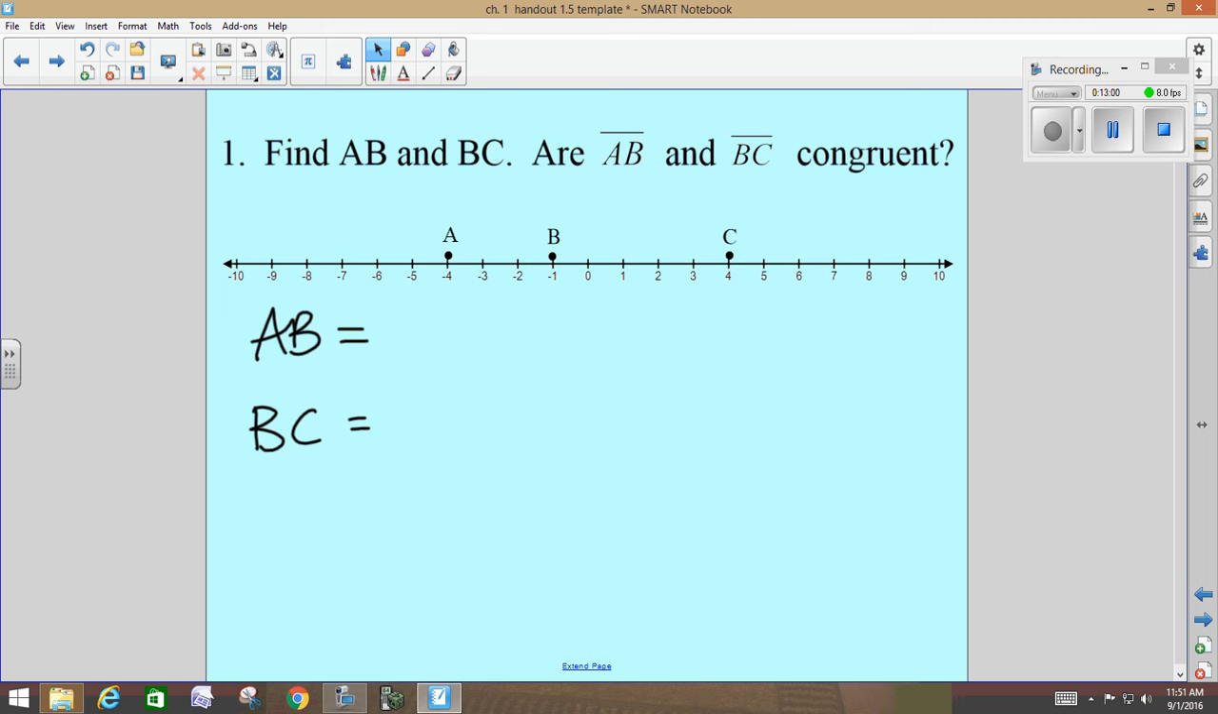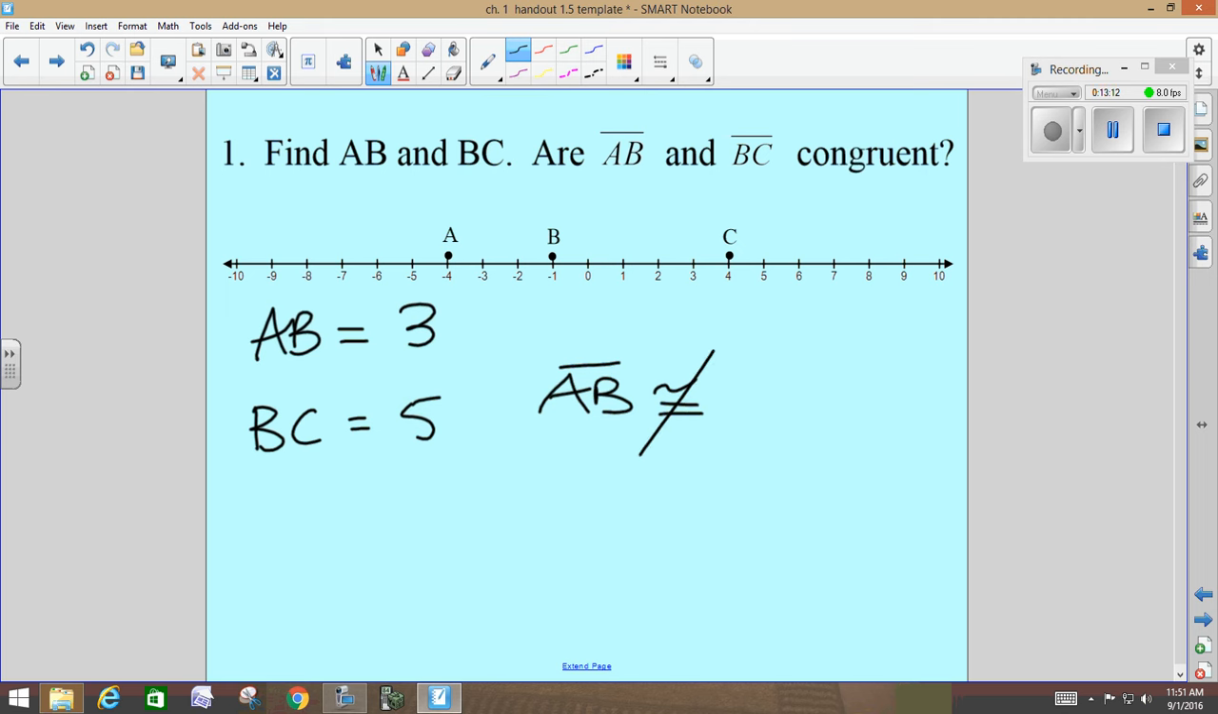Kutzmick, what'd you get for the length of AB? How about BC? Would you say they're congruent? Good. Math sentence: segment AB not congruent to segment BC. You don't have to today, but we will eventually this year. The slash through it means not congruent.